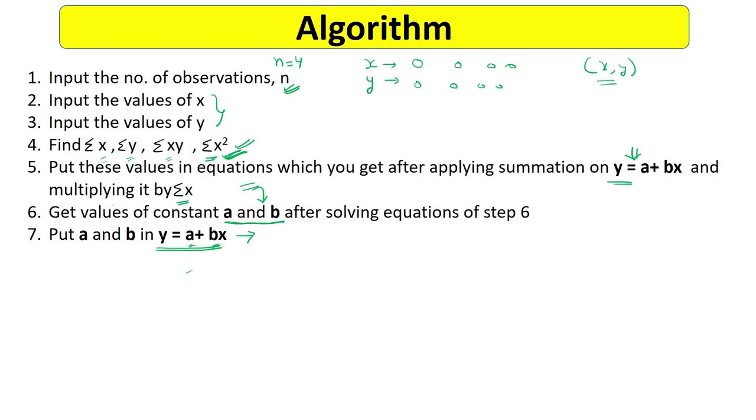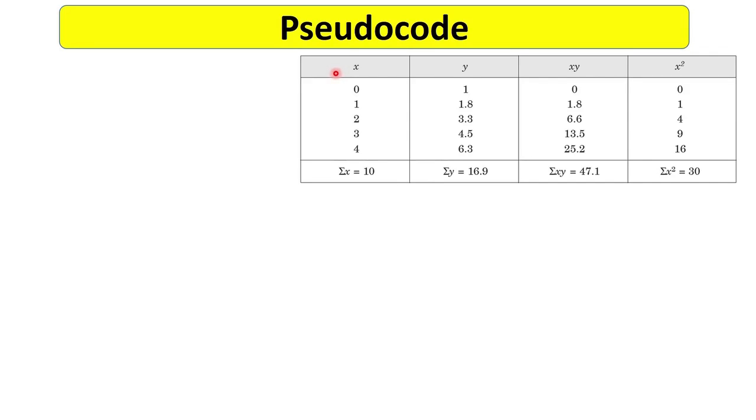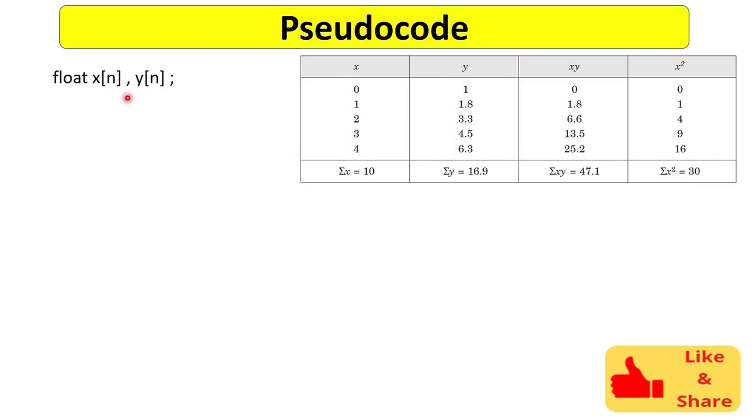For this, let's see this pseudocode. Here are the values that we saw during our working example: the various values of x, the various values of y, and the other values. How will we take the values of x and y from the user? Where will I store them in my C program? For that, I will take two one-dimensional arrays, x and y. The x array will store 0, 1, 2, 3, 4, and the y array will store 1, 1.5, and so on. How many values we store depends on the number n that we get from the user.